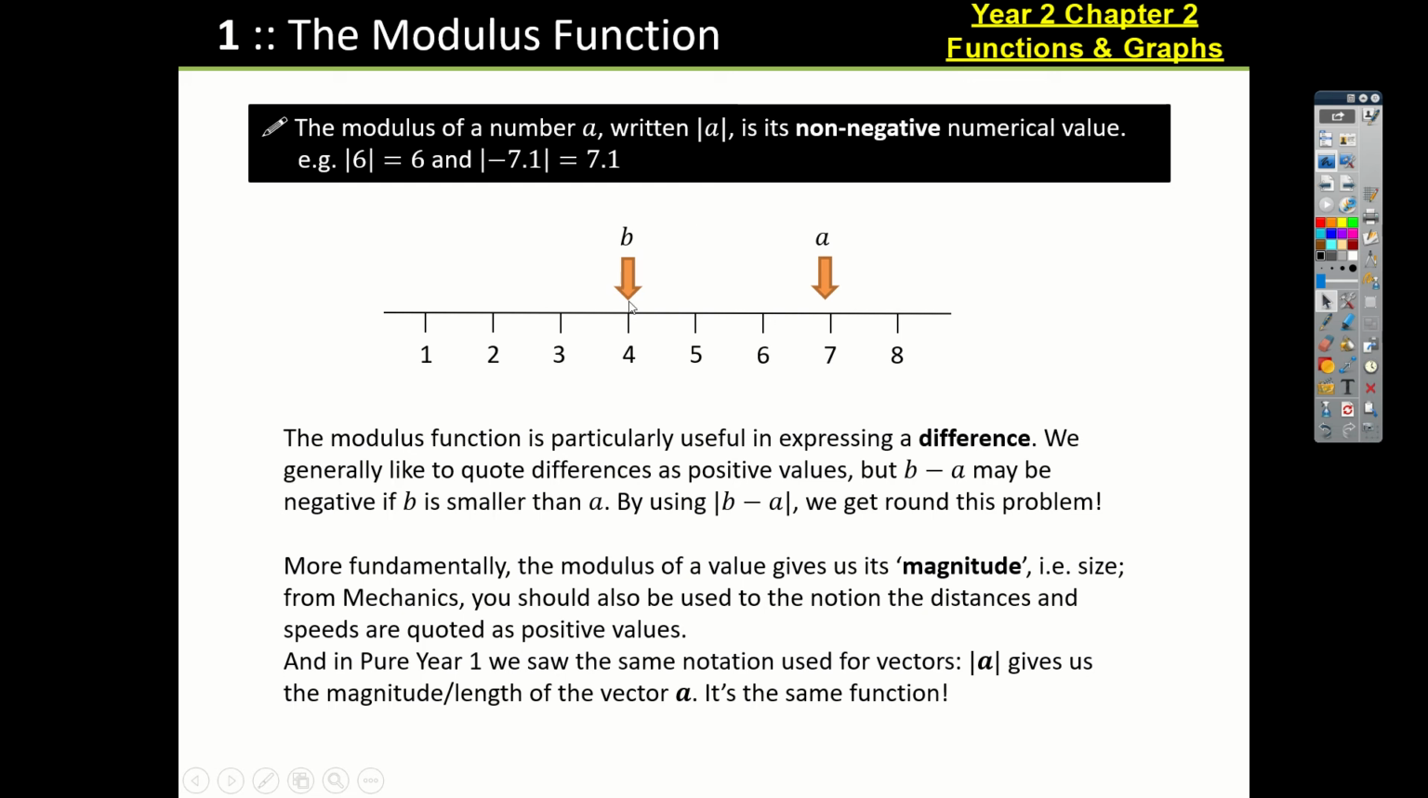All right, it's quite useful in expressing a difference. So if you want to know how far apart two numbers are, b and a, using 4 and 7 for this example, then you can do b minus a, but that's minus 3. That's not really the distance between them. To get a distance, you use the modulus. So this absolute value of b minus a, that just tells you how far apart these two numbers are.